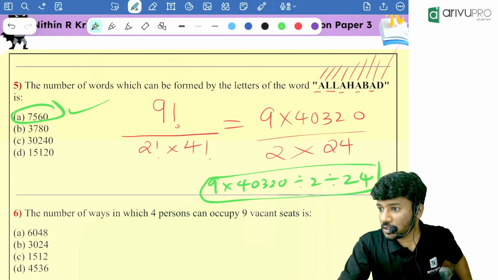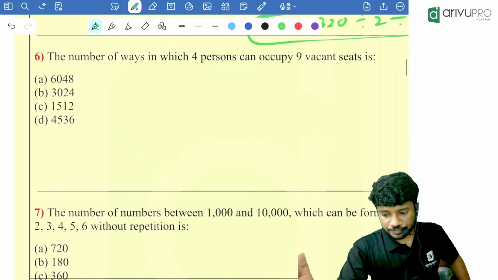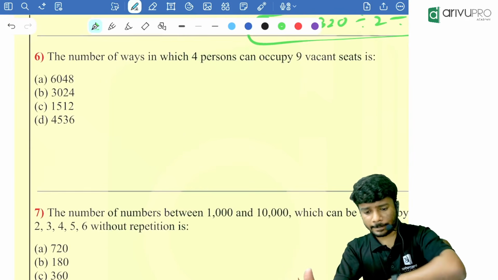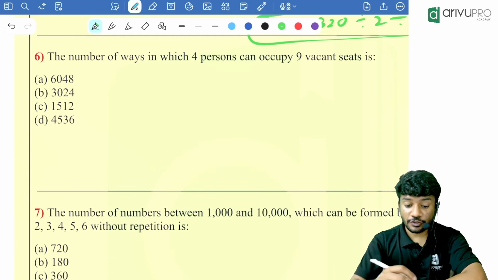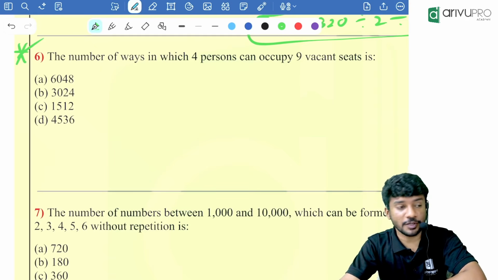Well and good. Next question. We will check the answer. In the future, I will be teaching you this with combination also. Okay, in the future, not now.